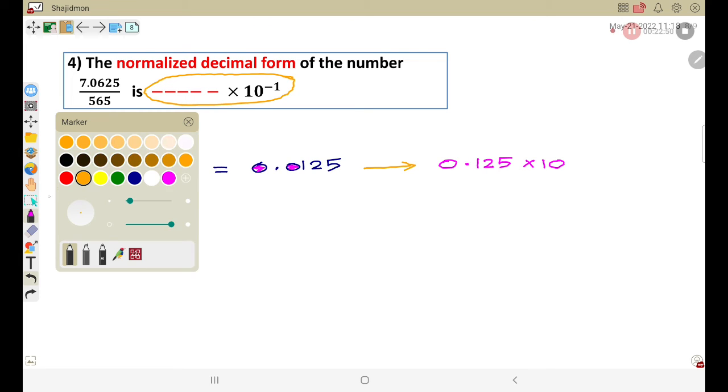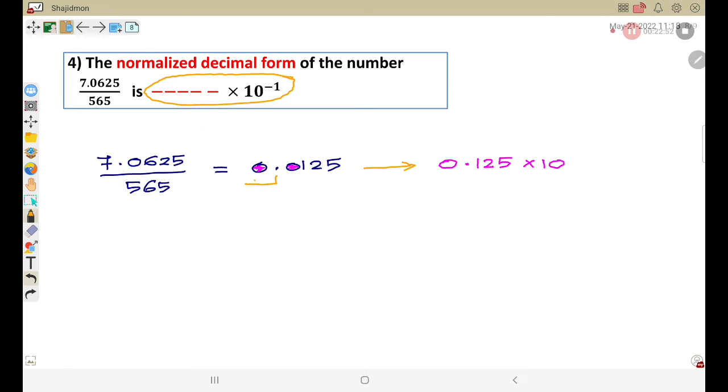We can check. Before the point, there is no number, only 0, and we will not take that 0. After the point, immediately how many zeros are coming? Only 1 zero. So, after the point means, as I told you, power minus. So, power minus 1, because of one zero after the point. So, 10 power minus 1. So, we got the answer.